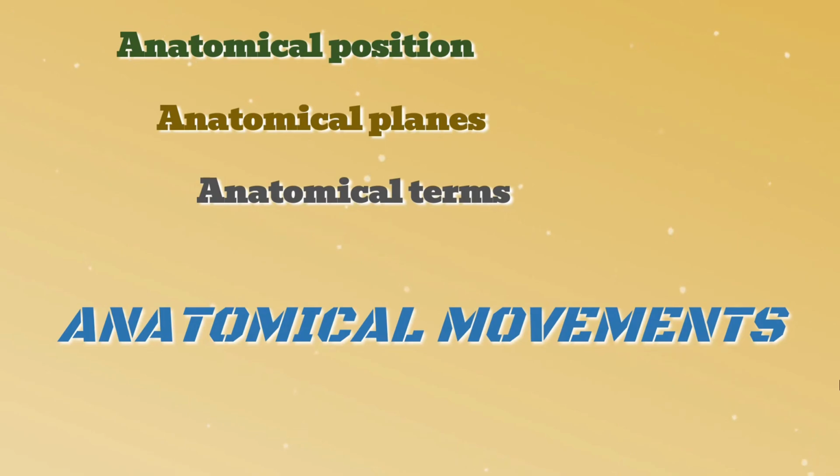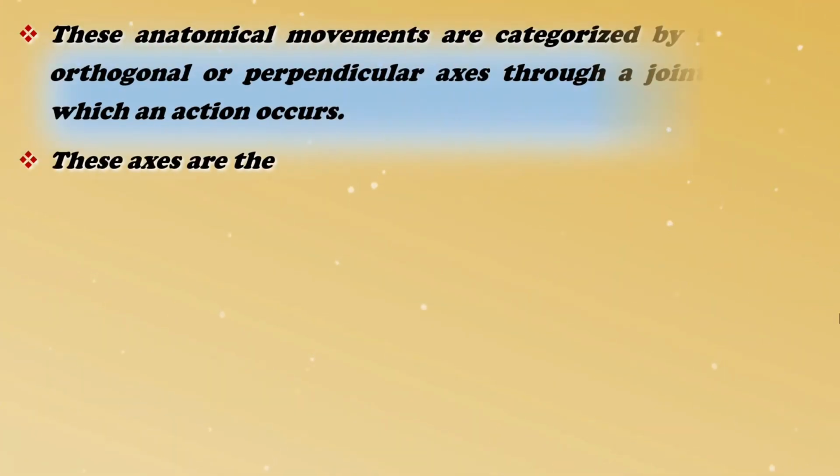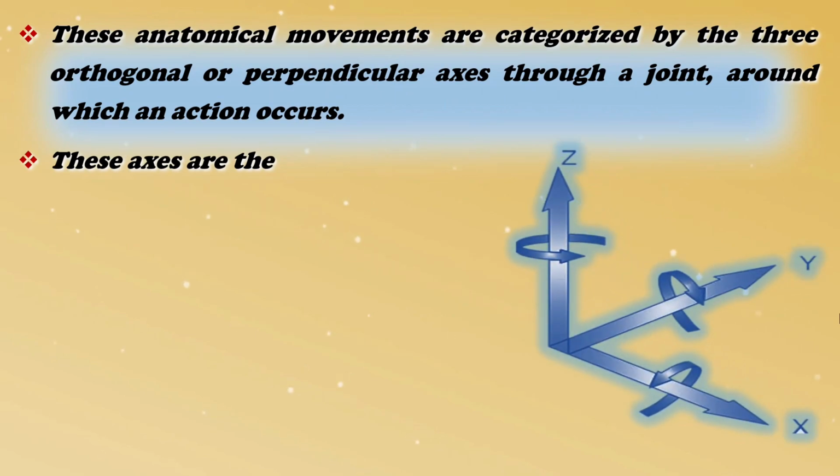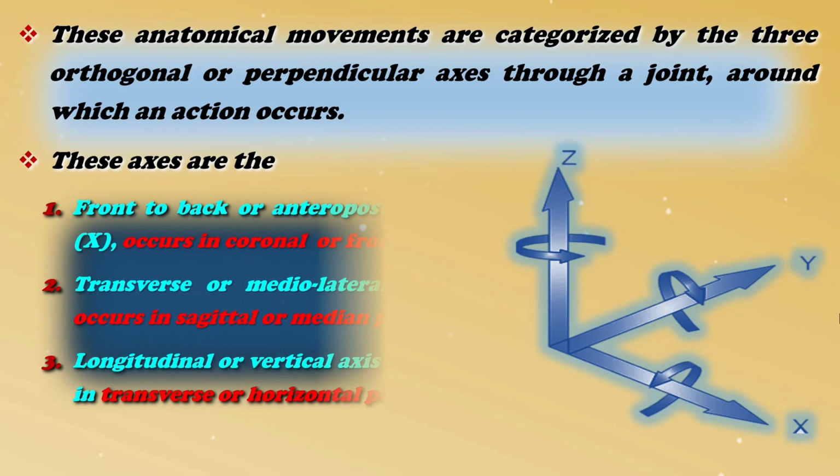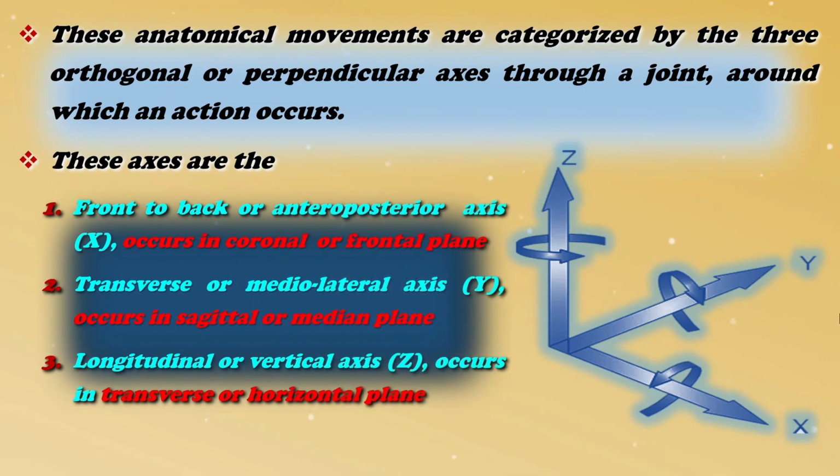A set of terms is used to describe movements, typically around a joint, that oppose each other. They are called anatomical movements. These anatomical movements are categorized by 3 orthogonal or perpendicular axes through a joint around which an action occurs. These axes are: 1, front to back or antero-posterior axis; 2, transverse or medial-lateral axis; and 3, longitudinal or vertical axis.